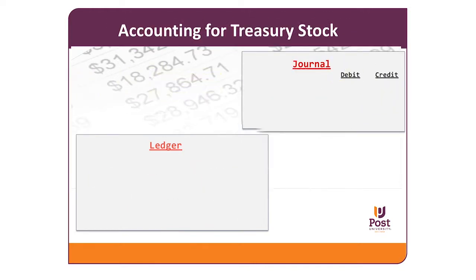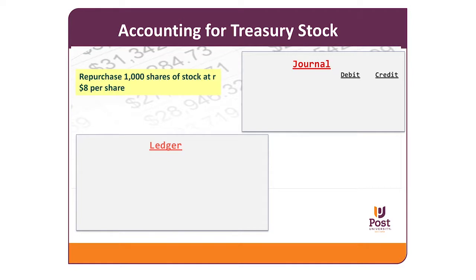A corporation may want to repurchase its own stock on the open market. Maybe they want to give it out as a bonus to employees. This repurchased stock is called treasury stock. Treasury stock is considered a contra equity account. The accounting for treasury stock is a credit to cash for the amount the corporation pays out and a debit to the contra equity account, treasury stock.